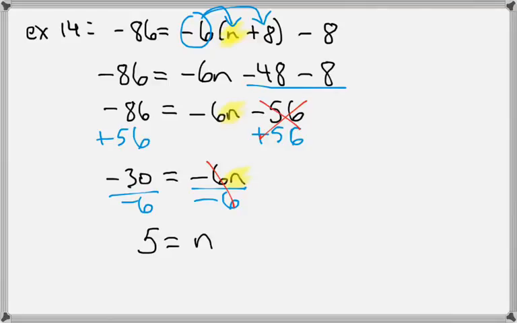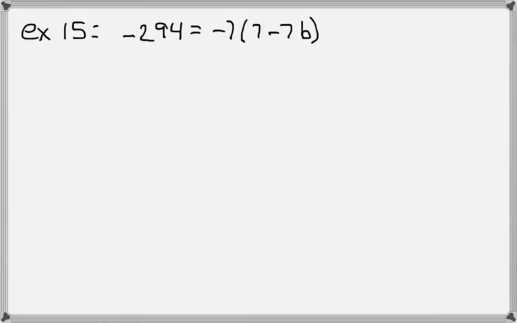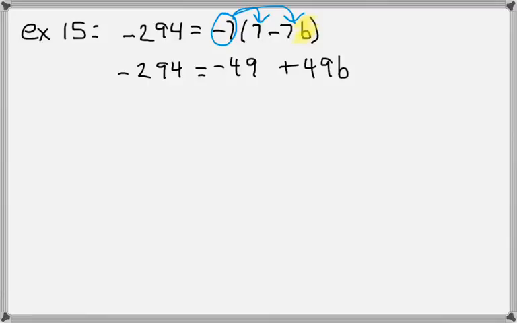Let's look at one last example before you start practicing these on your own. Here we have a negative 294 is equal to a negative 7 times a 7 minus 7b. Again, who are we trying to isolate? We're trying to get that variable b by itself. That negative 7 is a distribution problem, so we're taking that negative 7 and distributing it to both of those terms. So we have a negative 294 is equal to a negative 49 and a positive 49b.